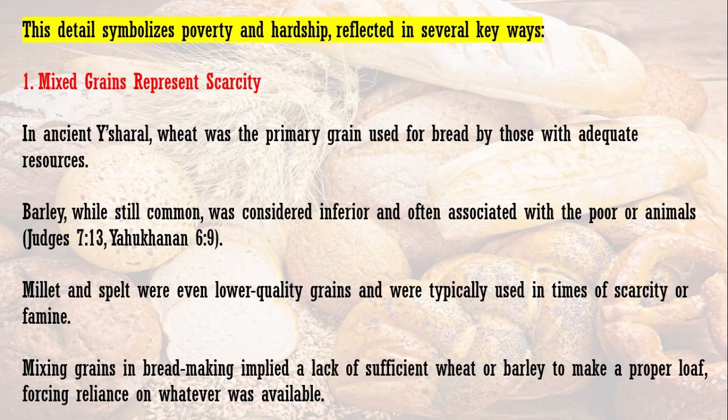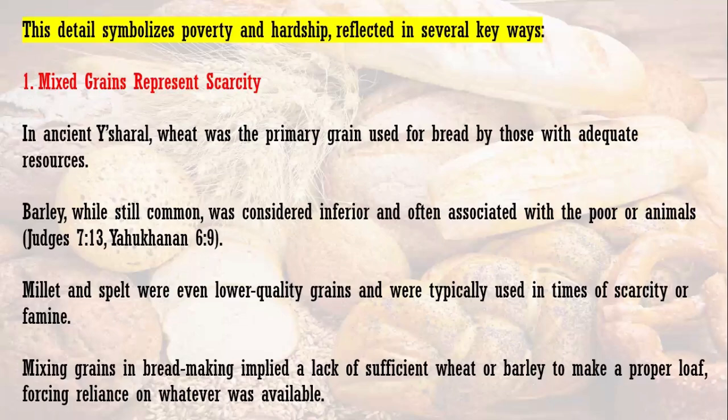And Gideon came, and see, a man was relating a dream to his companion, and said, See, I had a dream, and see, a loaf of barley bread tumbled into the camp of Midian, and it came to a tent and smote it so that it fell and overturned, and the tent fell down. Yahukanan 6, verse 9. Here is a boy who has 5 barley loaves and 2 fish, but what are these for so many?